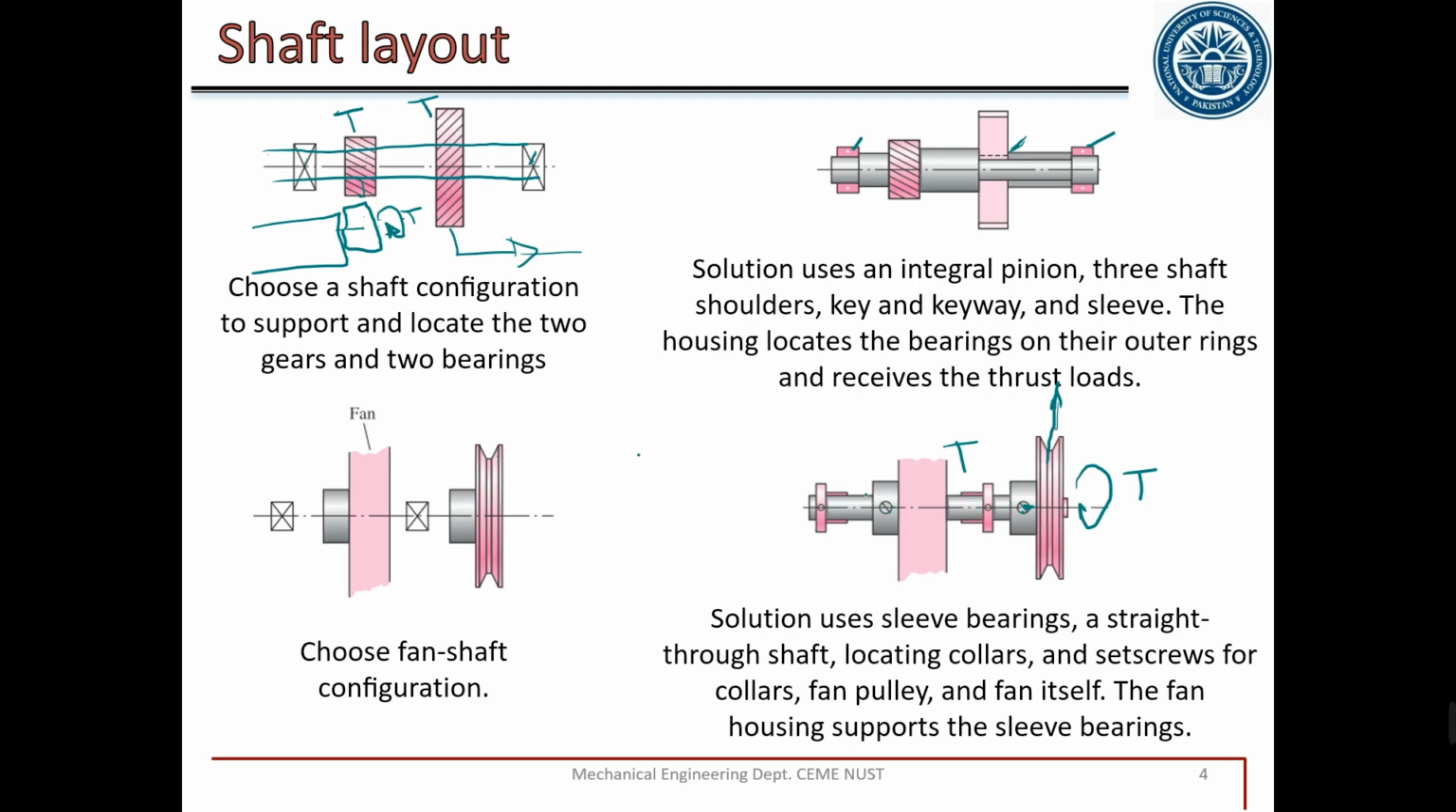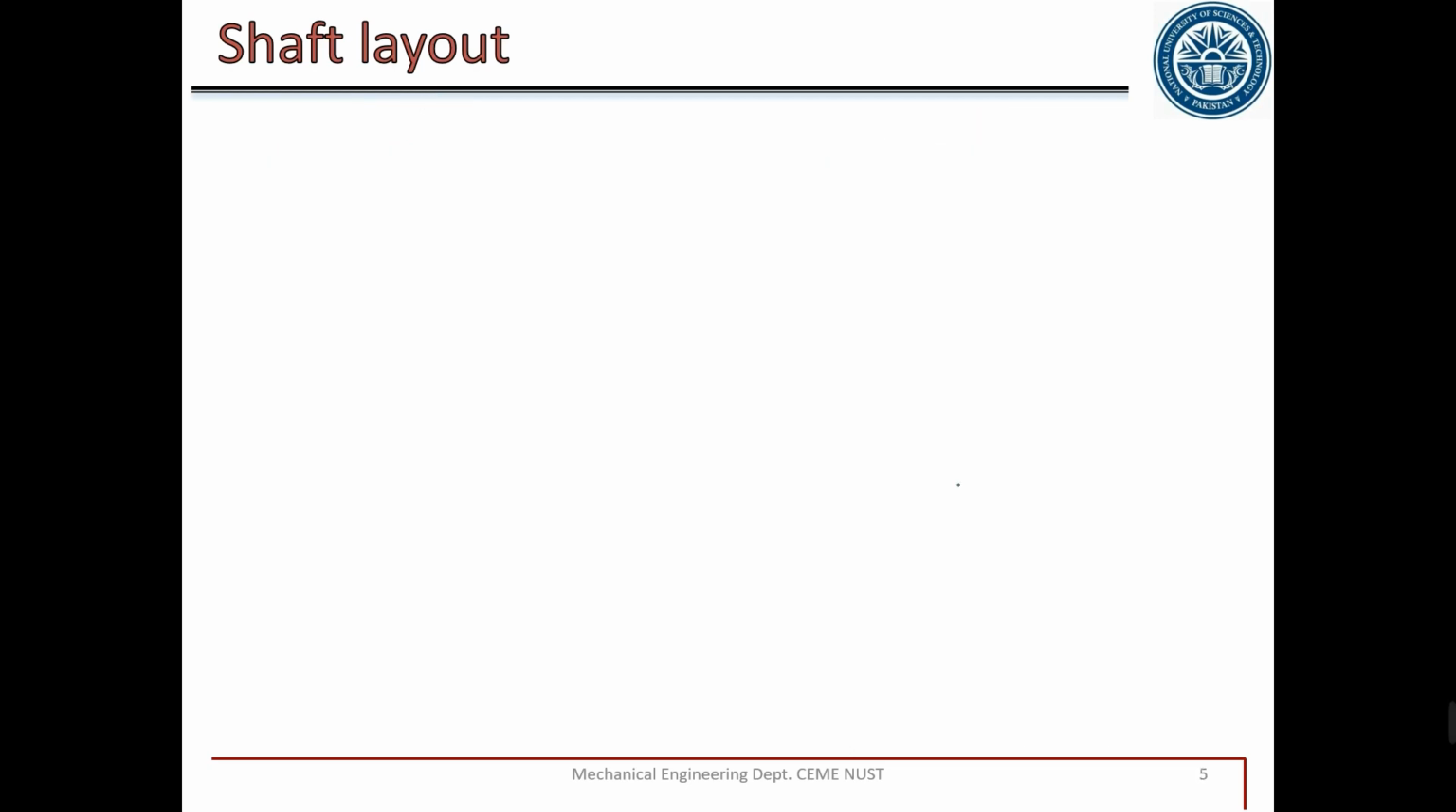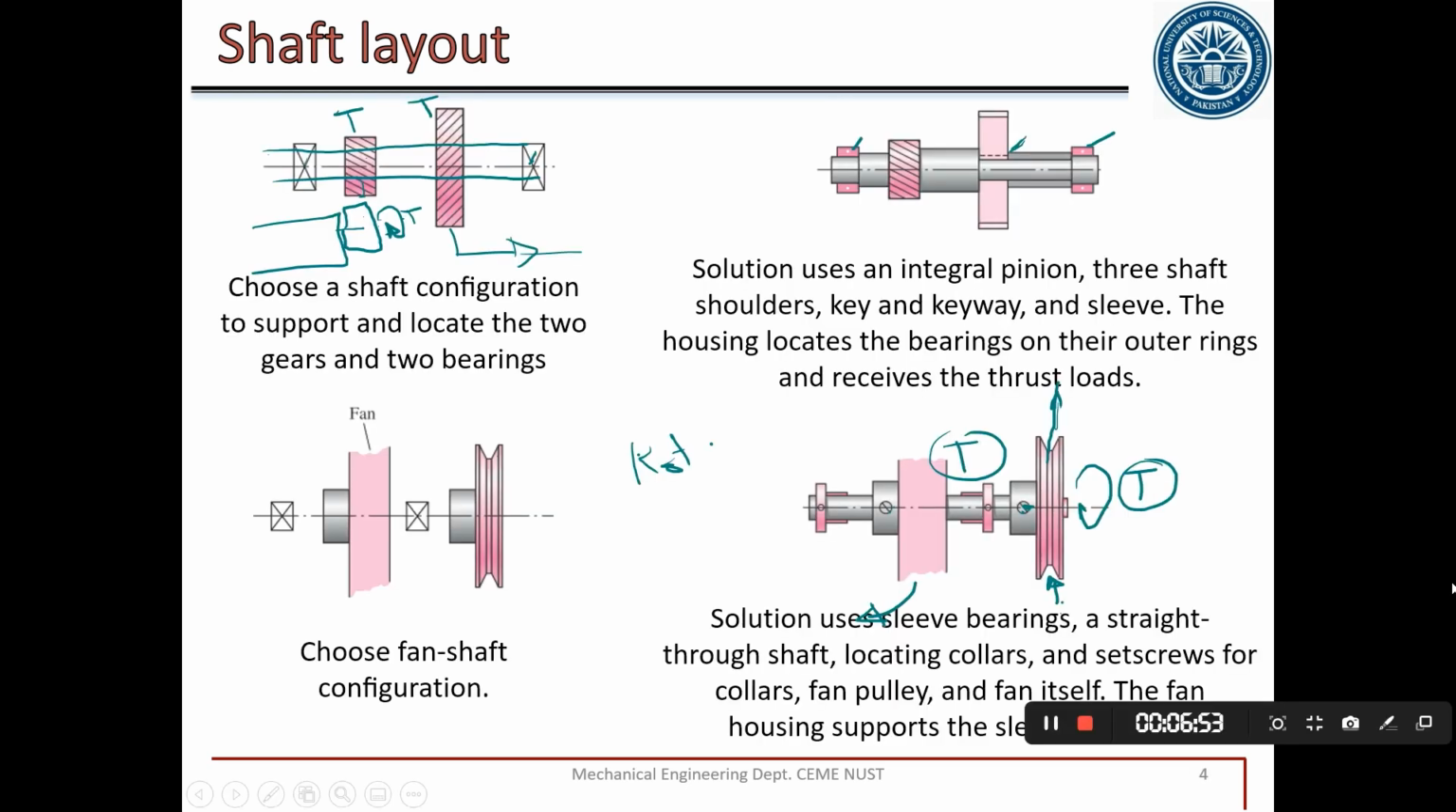Function: it facilitates rotation of the shaft without any friction or with a lesser amount of friction. So the lesser the friction, the less will be the losses and the more the torque will be transmitted from this point to this point. Torque will be here and outward torque will be here. So that is the basic purpose of the shaft. And how do we design a shaft?